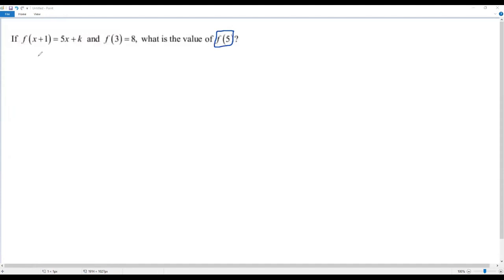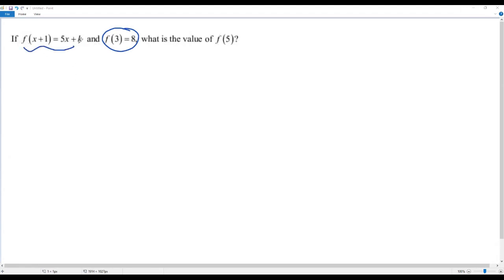For that we have to use the function given over here, but the given function is not complete because there is an unknown constant k. Only if I get the value of this constant k, the given function will be complete and I'll be able to get the value of f(5). How do we get the value of k? For that we have to use this information, that is f(3) = 8.